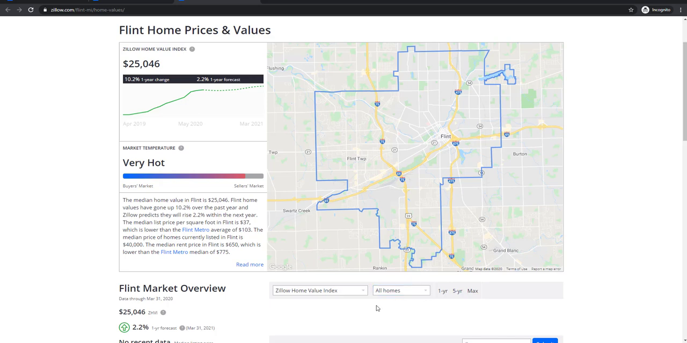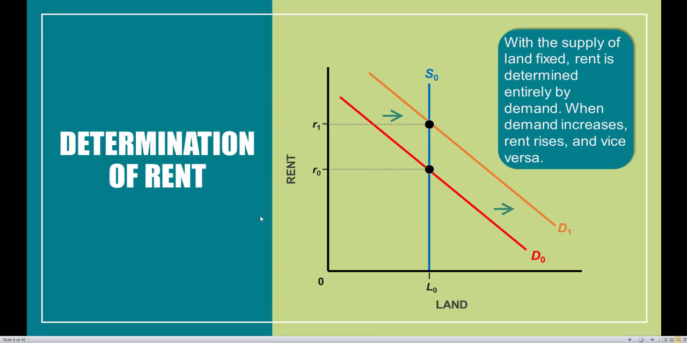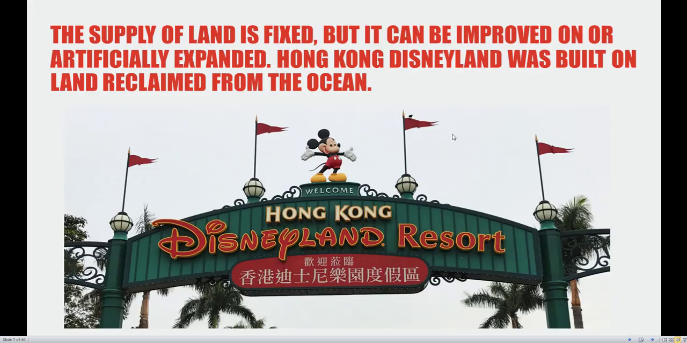If we wanted to be a little bit more general with our analysis, we can say that the supply of land may not necessarily be fixed, but we can also improve or make new land. So there's a lot of different areas where we can improve land or artificially expand it. So Hong Kong Disneyland is a great example of this. It was built on land reclaimed from the ocean. So they basically dumped a whole bunch of sand into the ocean, and when they dumped this sand in the ocean, they created an island, and they were able to actually make an entire theme park on that island. So that is one way where we can actually create more land. So the supply of land may not necessarily be entirely perfectly inelastic or fixed as we may have assumed, just going on a little bit more general case.